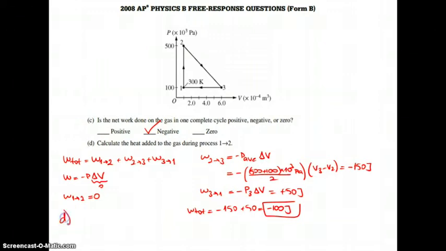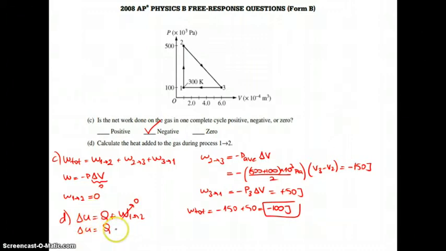For the D part, so let's see. The question asks us to calculate the heat added to the gas during process 1 to 2. The first law of thermodynamics is the law of conservation of energy for thermodynamic systems. And the equation is delta U equals Q plus work. Since work done during the process 1 to 2 is equal to 0, delta U is equal to Q.